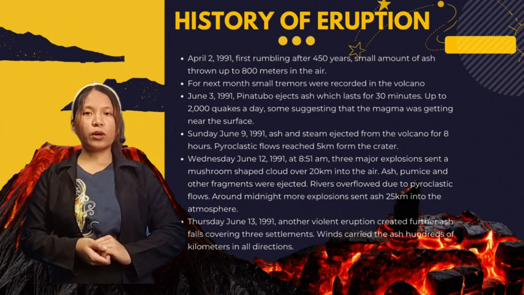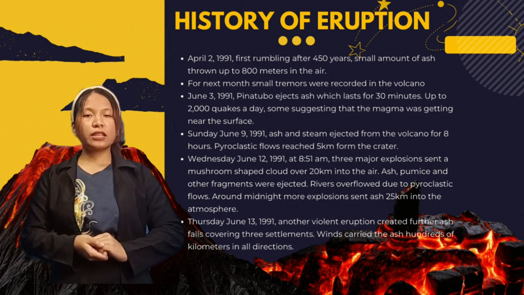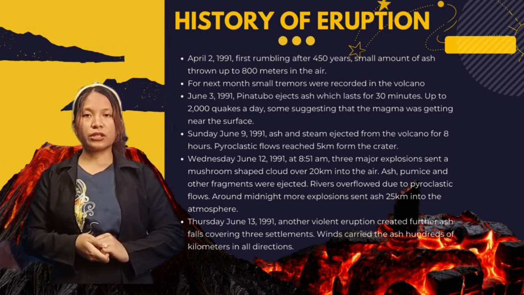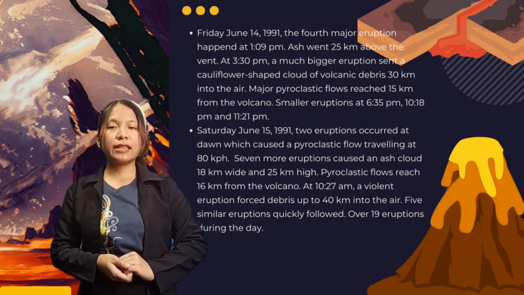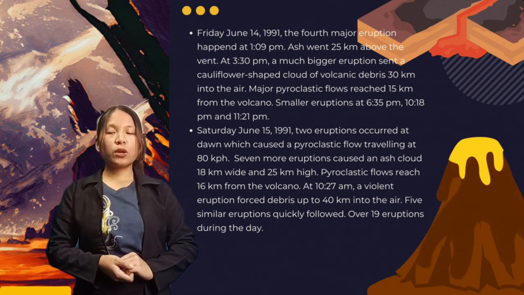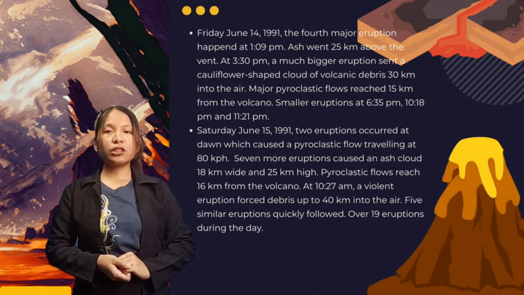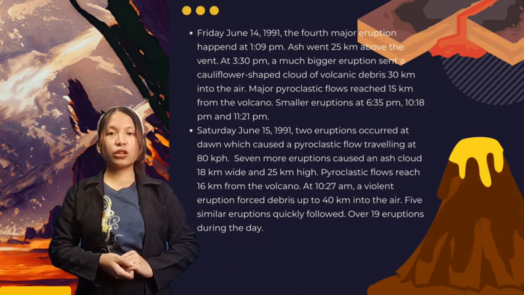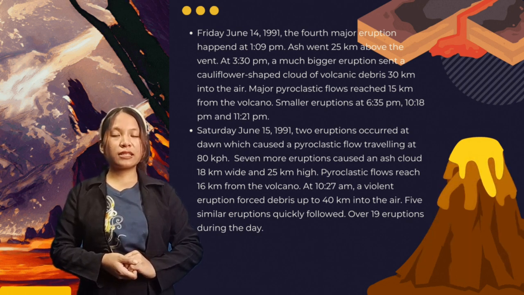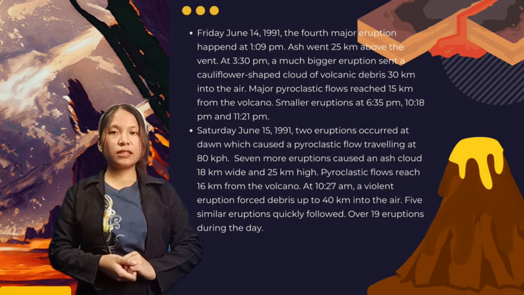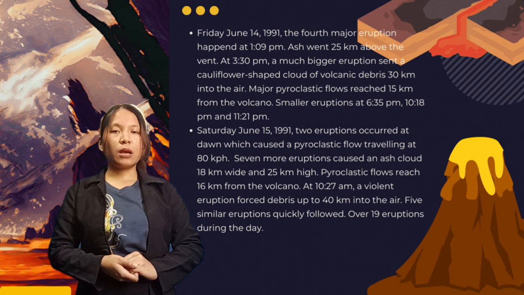Thursday, June 13, 1991, another violent eruption created further ash falls covering three settlements. Winds carried the ash hundreds of kilometers in all directions. Friday, June 14, 1991, the fourth major eruption happened at 1:09 p.m. Ash 125 km above the vent. At 3:30 p.m., a much bigger eruption sent a cauliflower-shaped cloud of volcanic debris 30 km into the air. Major pyroclastic flows reached 15 km from the volcano. Smaller eruptions at 6:35 p.m., 10:18 p.m., and 11:21 p.m.